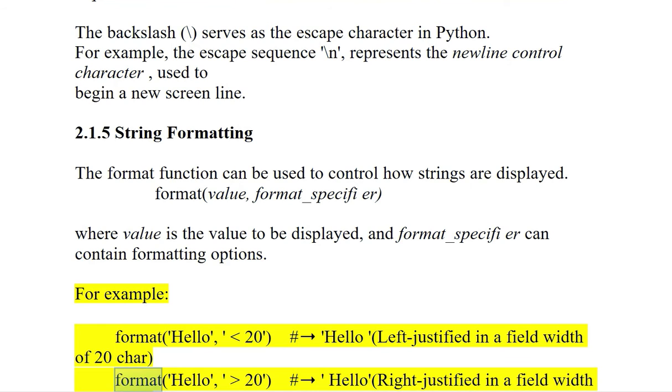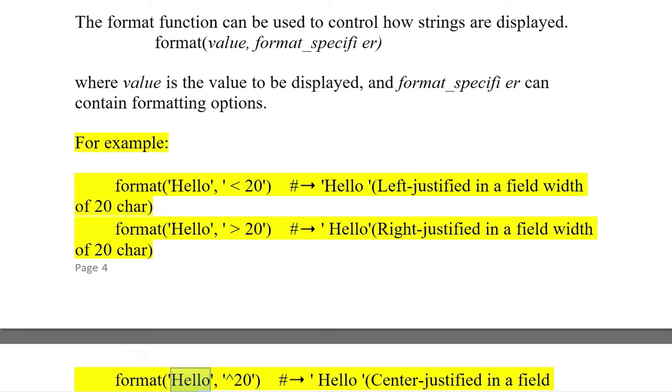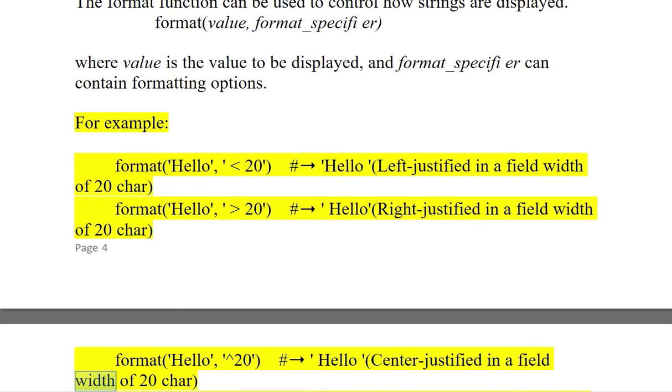Format('hello', '>20') # hello right justified in a field width of 20 characters. Format('hello', '^20') # hello center justified in a field width of 20 characters.